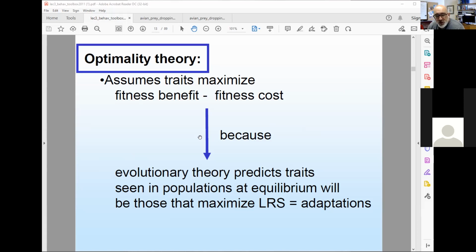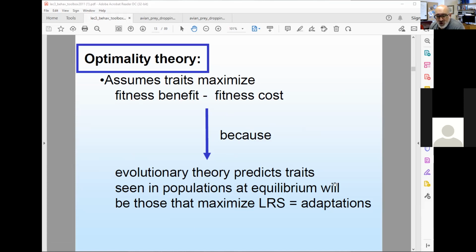Optimality theory assumes that what we're seeing reflects this sort of maximized fitness benefit. It assumes that in a population of animals engaging in whatever behavior, those behaviors have become adapted, and therefore the behaviors being performed are maximizing that net fitness benefit, right?